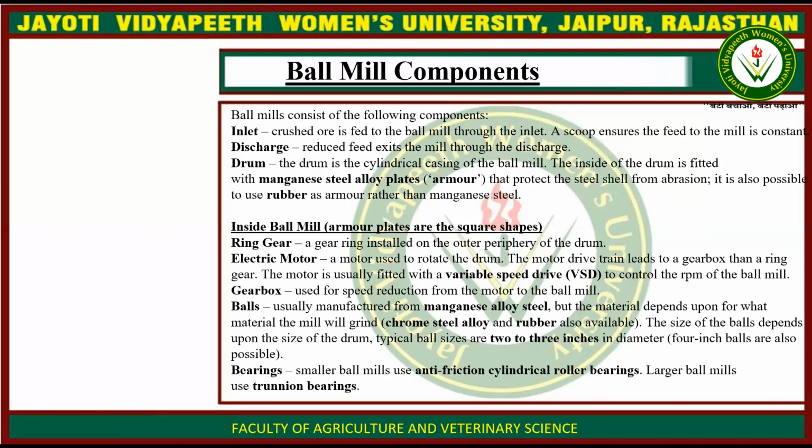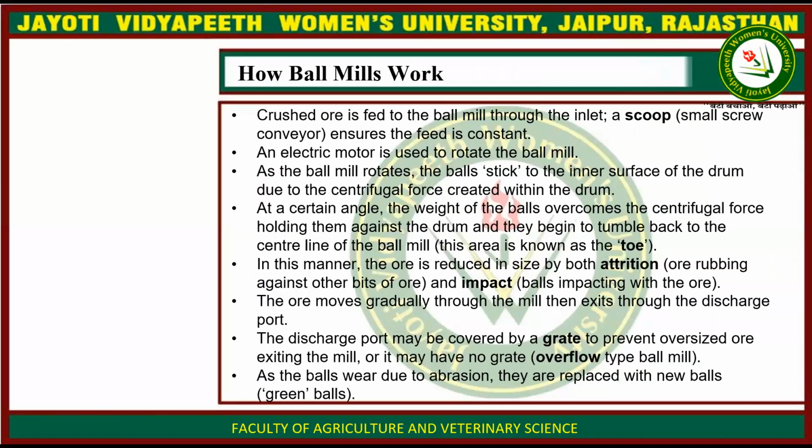And the balls are usually manufactured from manganese alloy steel, but the material depends upon what material the mill will grind. The size of the balls depends upon the size of the drum. Typically, ball sizes are 2 to 3 inches in diameter. Then bearings. Smaller ball mills use anti-friction cylindrical roller bearings. Larger ball mills use trunnion bearings.